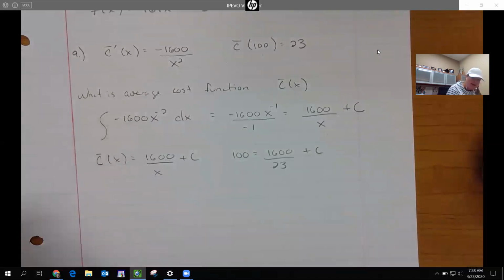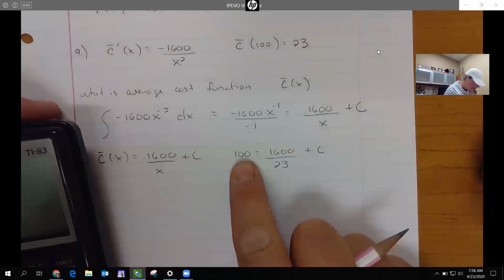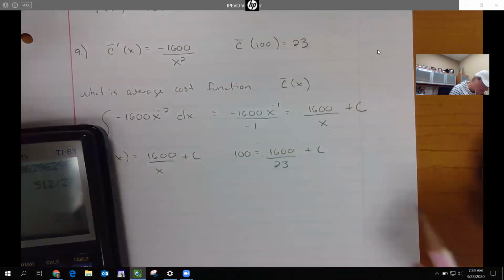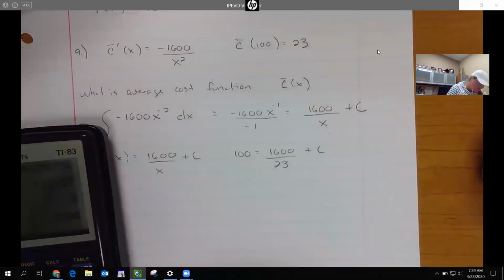So 100 times 23 is 2300. And then I'm going to divide it by the 1600. I'm not showing these steps, I'm just saying them. I get a decimal.